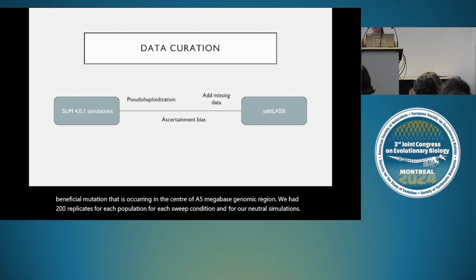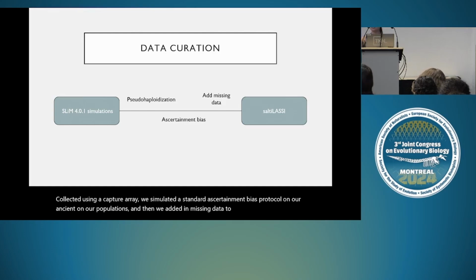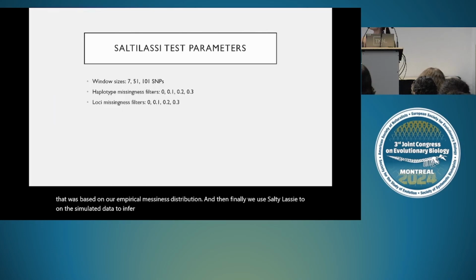After the simulations, we pseudo-haplotized only our ancient populations, and because ancient data is typically collected using a capture array, we simulated a standard ascertainment bias protocol on our populations. And then we added in missing data to the ancient populations that was based on our empirical missingness distribution. And then finally, we used Salty-Lassie on the simulated data to infer our sweeps.